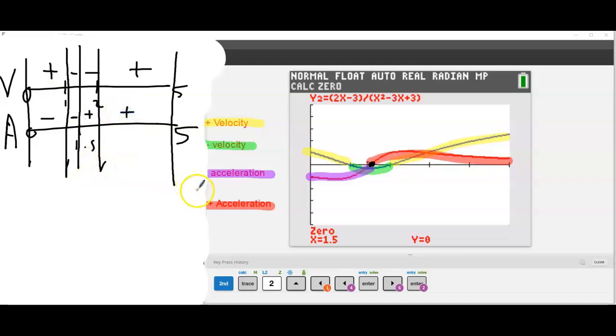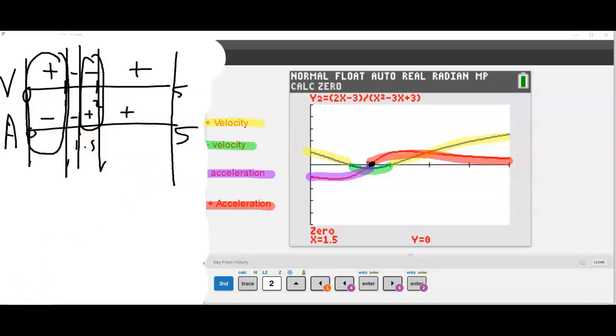And the question that we were being asked was, when is the particle slowing down? Well, it's slowing down anytime they have opposite signs. So here they have opposite signs. My velocity is positive, but my acceleration is negative. So that's the interval from 0 to 1. And there are also opposite signs right here in between 1.5 and 2, because my velocity is negative and my acceleration is positive. So those are the two regions where we could see that those functions have opposite signs.